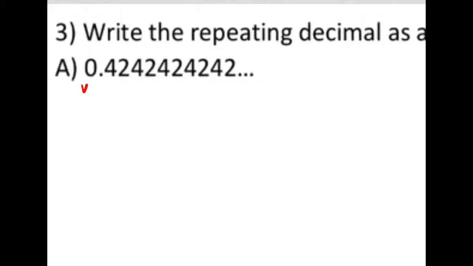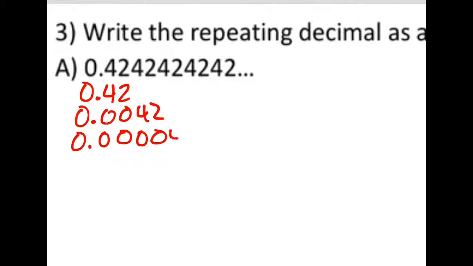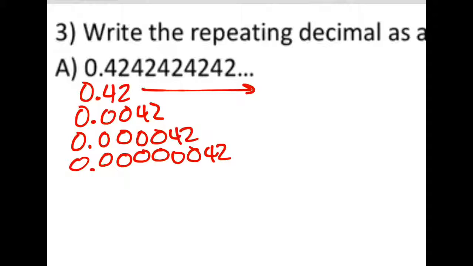Well, the trick for working with these repeating decimals is to think of each repeating part by itself. So think of the first term as 0.42 and think of the next term as 0.0042 and then the next one 0.000042, etc. Each time, because if we smushed all those together, we'd end up with 0.42424242 forever. So think about these as fractions.